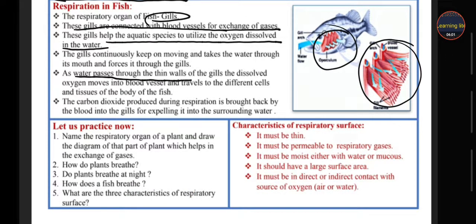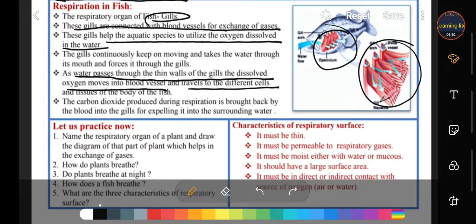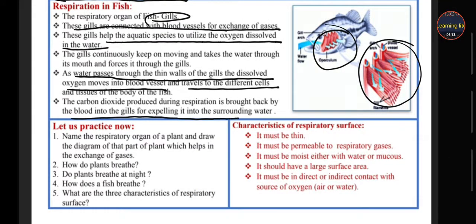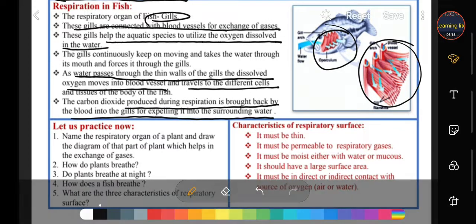As water passes through the thin walls of the gills, oxygen moves into the vessel and travels to the different cells and tissues, and the carbon dioxide produced is brought back by the blood to the gills for expelling it into the surrounding water. So student, fish breathe by their gills, and these gills help in the exchange of gases. Whenever aquatic species take the oxygen dissolved in the water, this water passes through the thin walls of the gill, then this oxygen moves into their blood vessels and they release out the carbon dioxide gas.